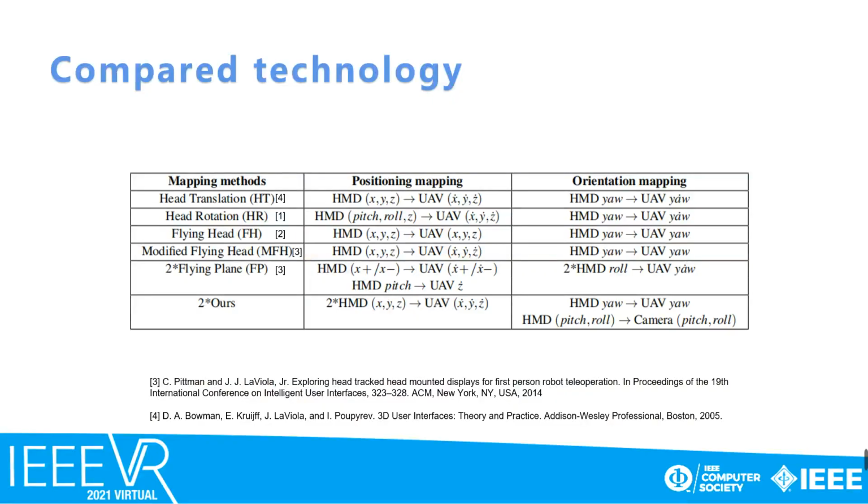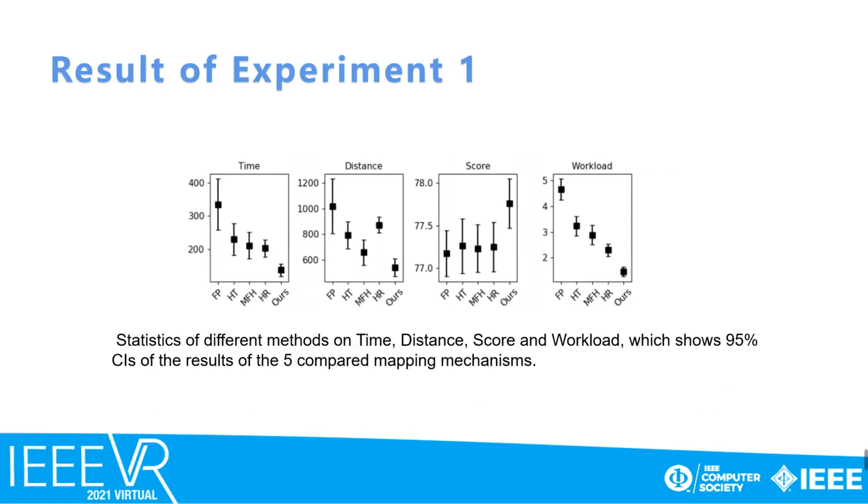This table shows the compared 6 technologies. Besides our method, we have tried different rate-based and position-based solutions in these experiments. As you can see from the results in this table, we spent less time and distance and got better scores. This shows our method can control the UAV more accurately and freely. The lower workload shows that our method is simpler for users than other HMD control methods.